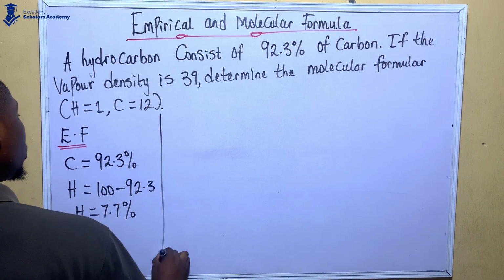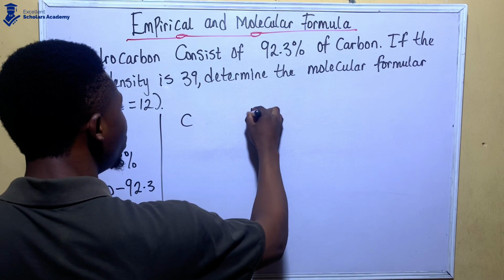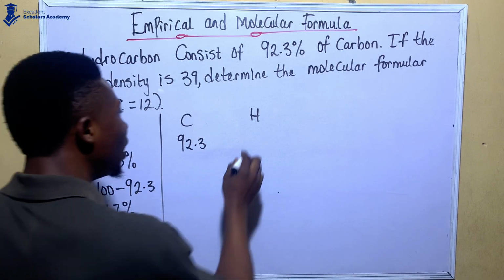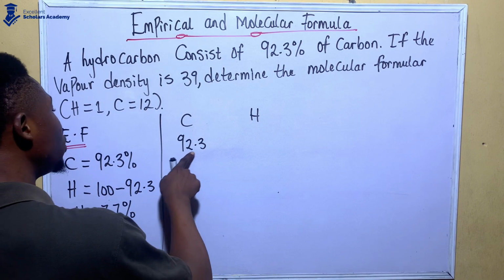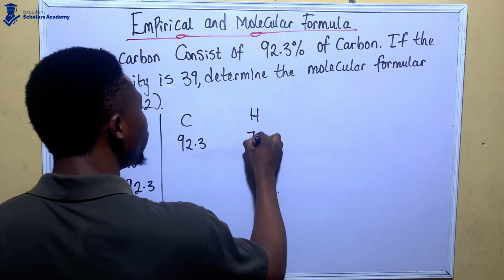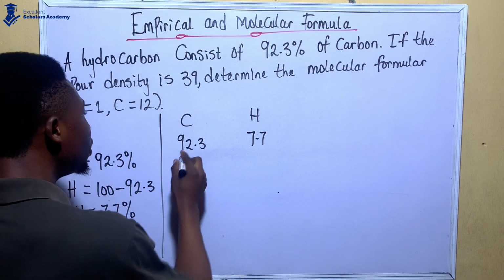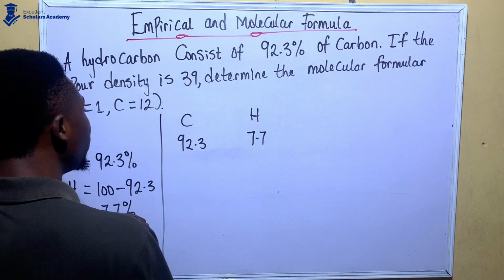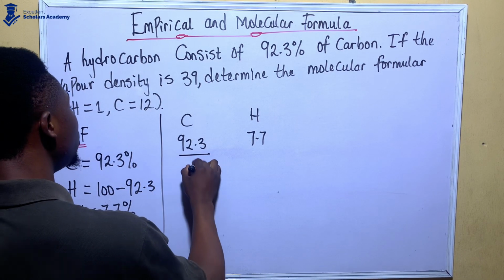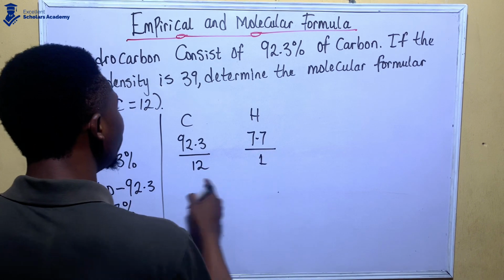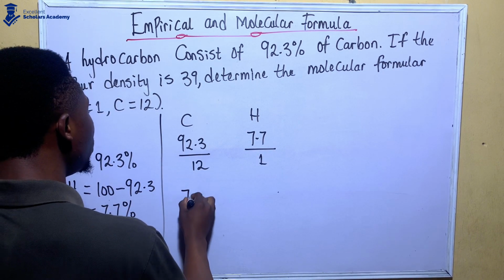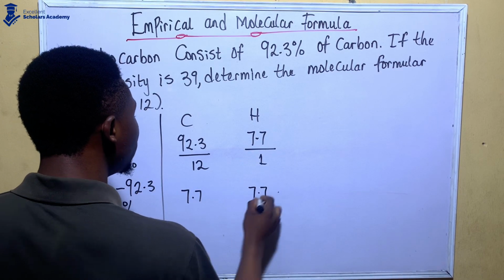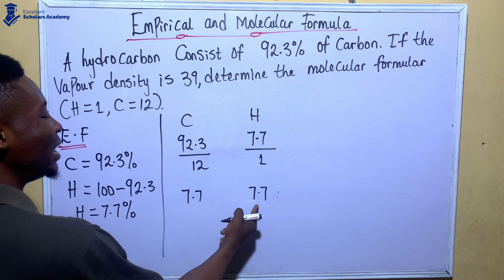So let's continue. So how do we do it? We put carbon here, we put hydrogen here. So carbon is 92.3% by mass, and hydrogen is 7.7% by mass. So how do we find the empirical formula? We divide by their masses. The mass of carbon is 12, the mass of hydrogen is 1. 92.3 divided by 12 is going to give us 7.7, and 7.7 divided by 1 is still going to give us 7.7.